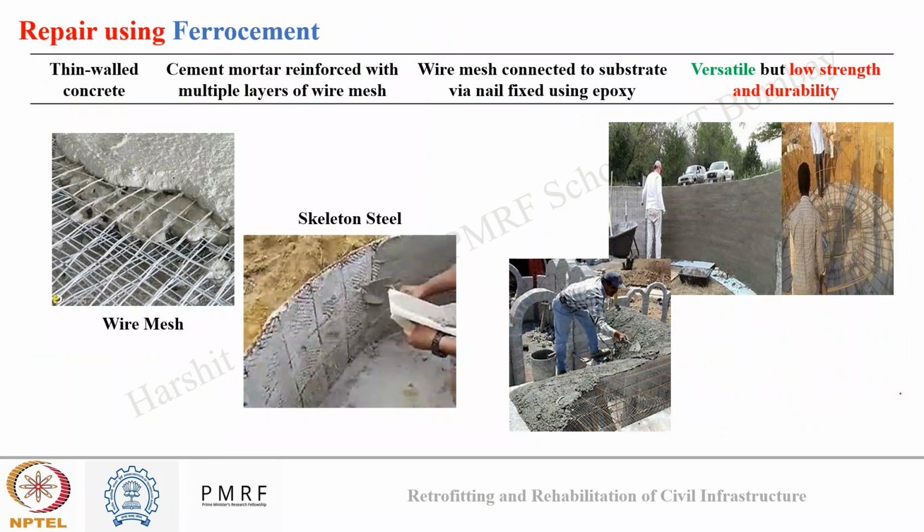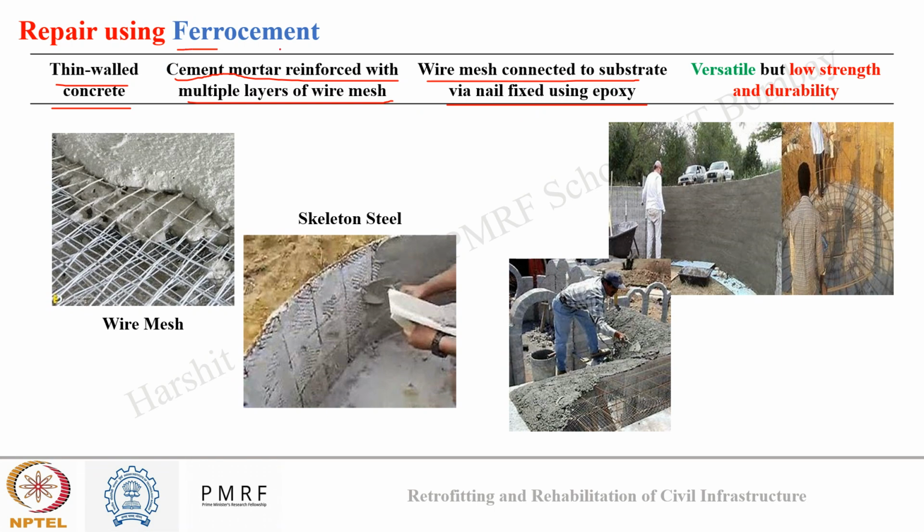Now, there are certain places where grouting or shotcreting are also not possible. So here we use ferrocement for repair purposes, mainly for surface repair. So what is ferrocement? Ferrocement is nothing but thin walled concrete where cement mortar is reinforced with multiple layers of wire mesh, and this wire mesh is connected to the substrate with the help of nails fixed by epoxies.